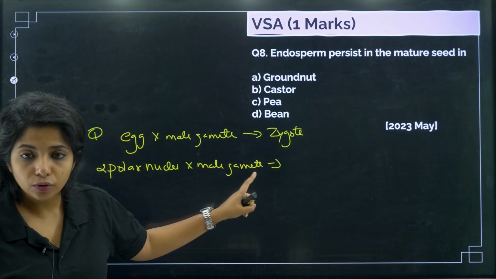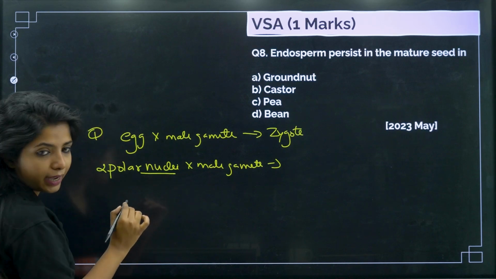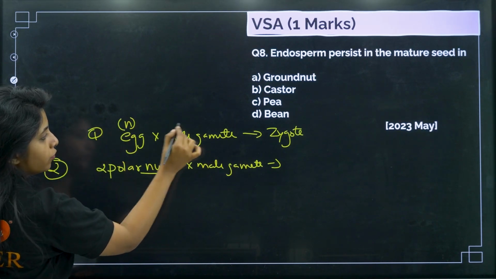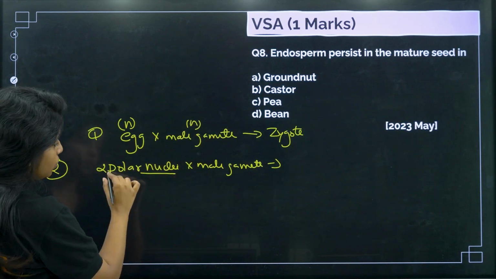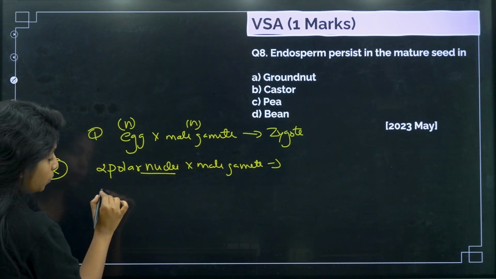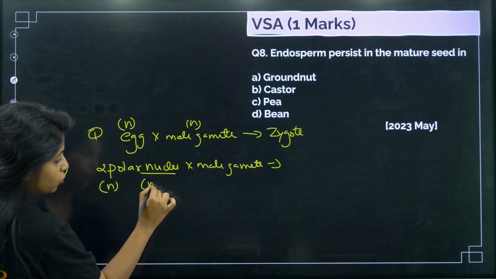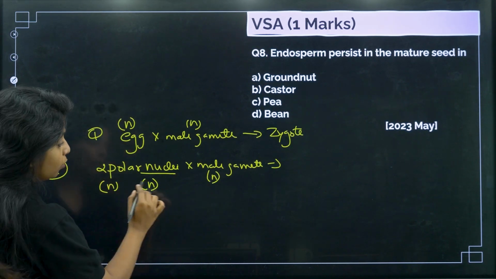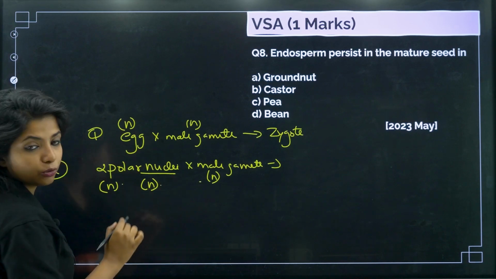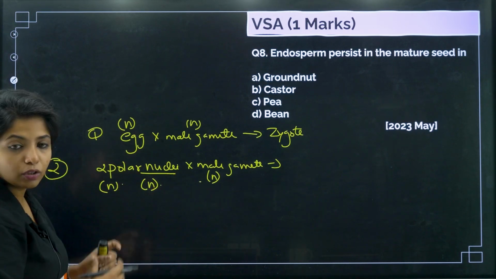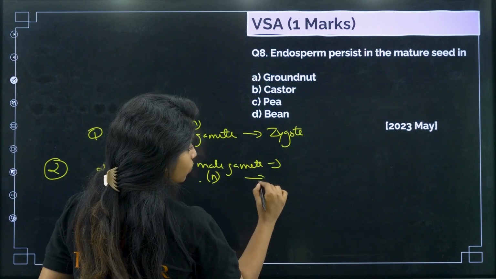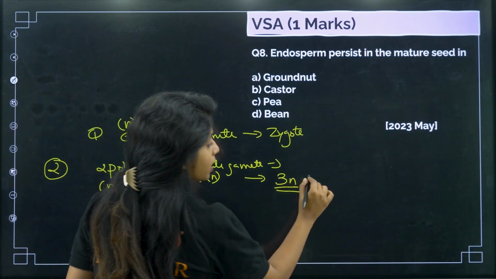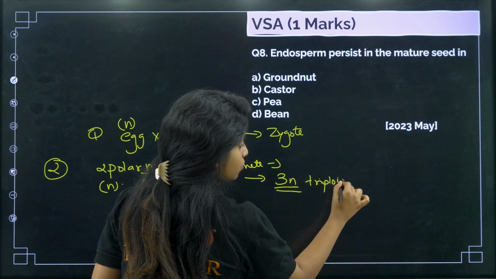So basically, what does it give you? There are two polar nuclei present over here. All of them have a haploid number anyway. So one polar nucleus will be haploid, another one will also be haploid, and this male gamete will also be haploid. How many chromosomes will be coming together? You will say now you have 3n amount of DNA, or chromosomes, and this is known as triploid.